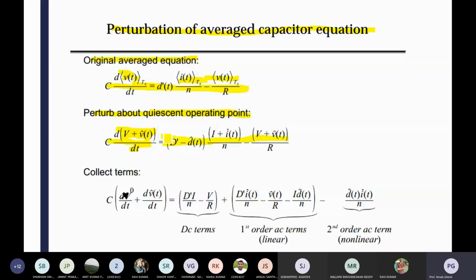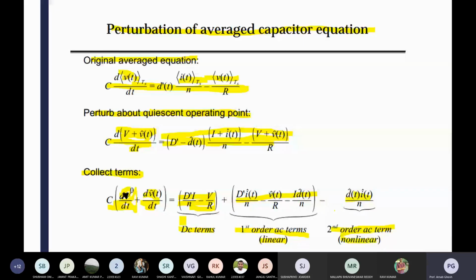So this is your expression, and the collected terms will also be there. So you are just equating. Again that dV/dt is 0, basically the steady state value, and finally you are considering only the variable terms, that d' I by n minus v by R. So these are your DC terms. Then the first order AC terms are there, which are your linear terms, minus the second order AC terms, which are your non-linear terms. So all are there.